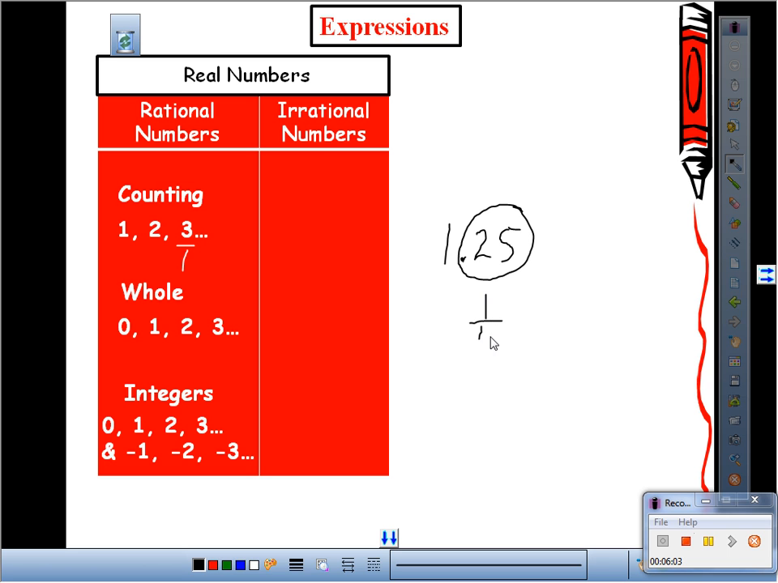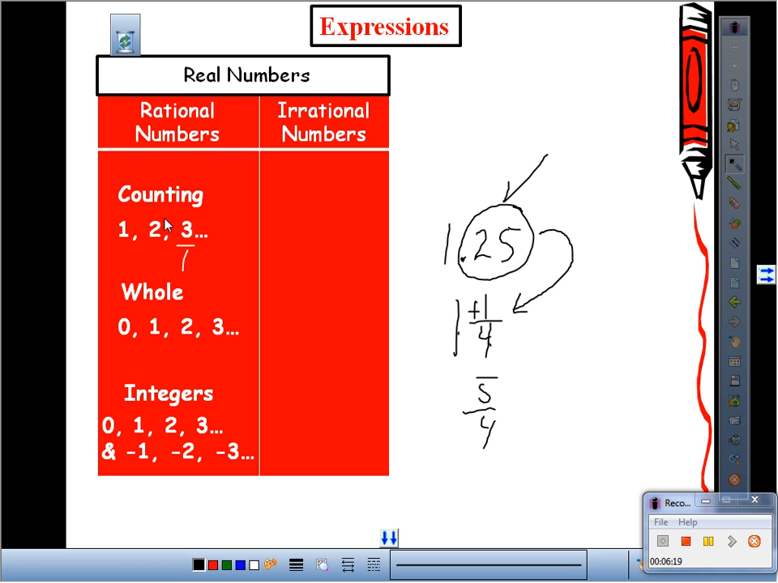1/4. I'm going to bring this down, the 1. So I'm going to see if I can make this into a fraction. Is this a fraction? No, it's a mixed number. Can I make that into a fraction? What is 4 times 1, plus 1? So this is 5/4. So that means this is a rational number.